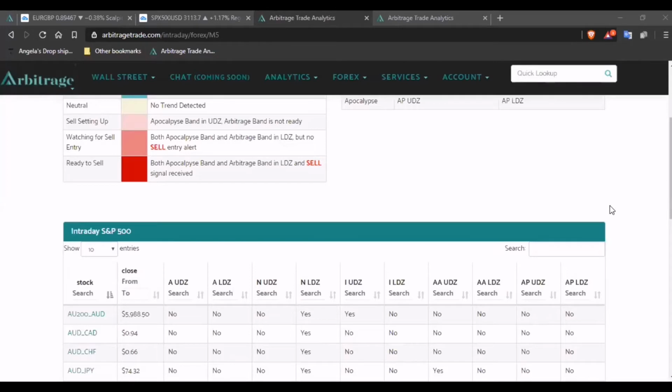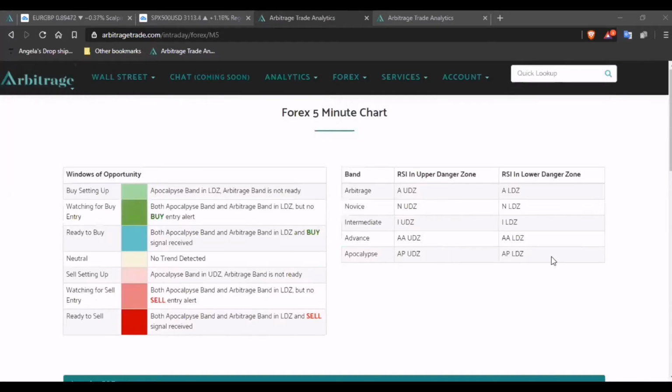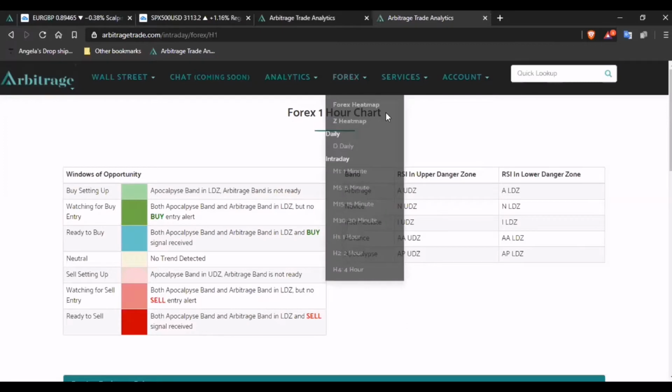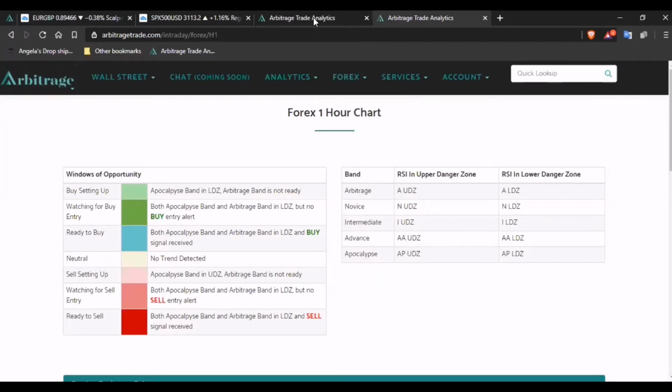What's going on, guys? Gonna go ahead and start with my Tuesday intraday or day trade analysis. You guys know how it is. Usually, I go on the arbitrage website and I look at the 5 minute chart and the 1 hour chart to find confluence in the bands, right? And I look at the apocalypse on the 5 minute chart, and then on the 1 hour chart, I always look at the arbitrage bands to see if the RSI is in the upper danger zone or lower danger zone. Because right now, for this session, I only look for ideal setups.